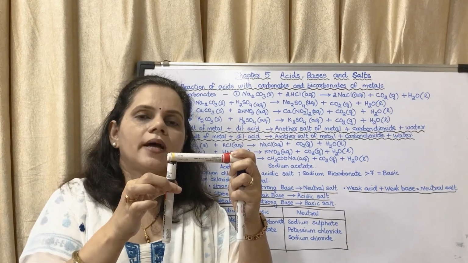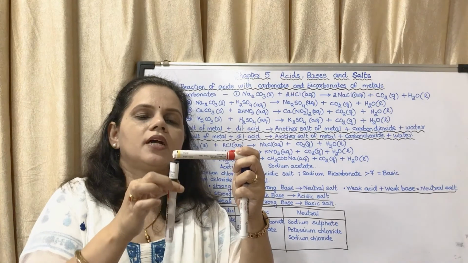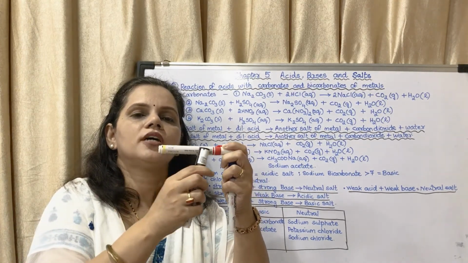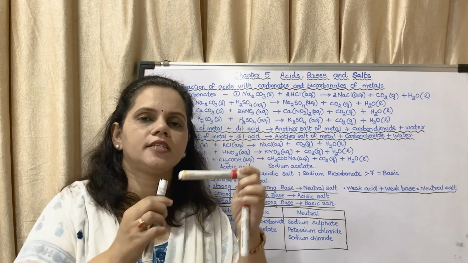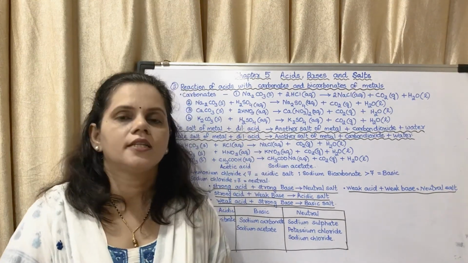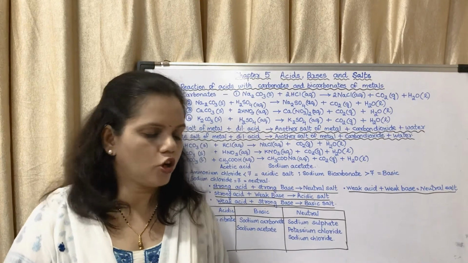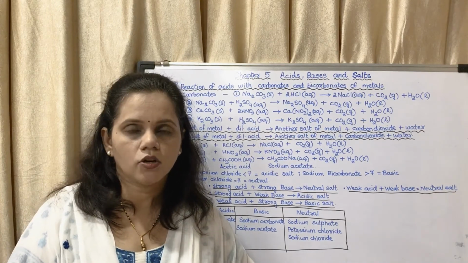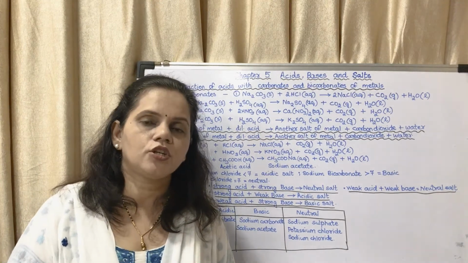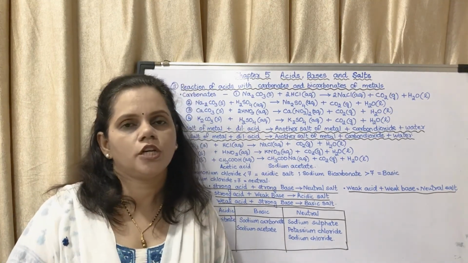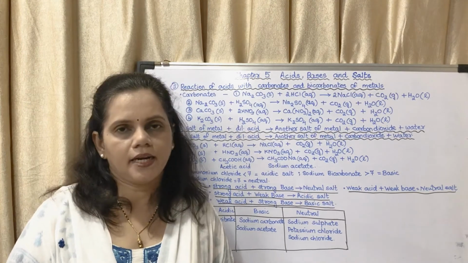Now what happens to the carbon dioxide? It will come up, pass through the bent tube and enter the test tube which contains lime water. The lime water will turn milky. Now this is a confirmatory test to show that the gas produced during the reaction is carbon dioxide.